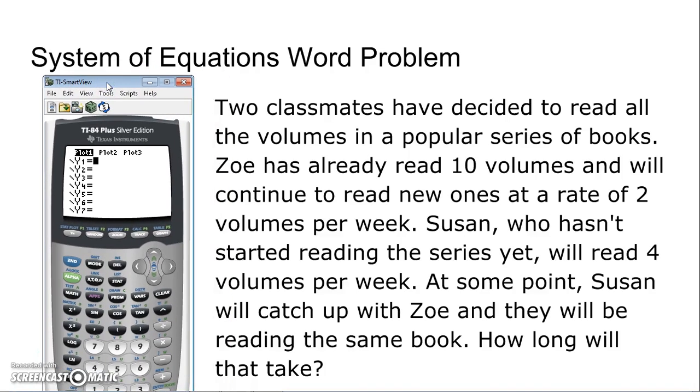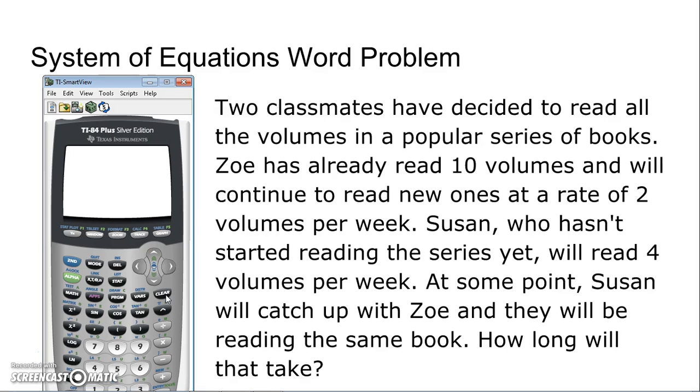All right, you guys, one of the other constructed response questions is, I'm going to quit out of this really quick, a system of equations word problem. So I wanted to go back through how you would solve that.